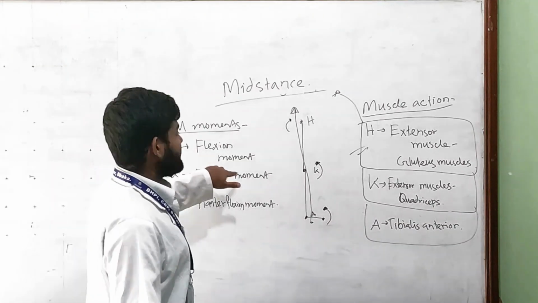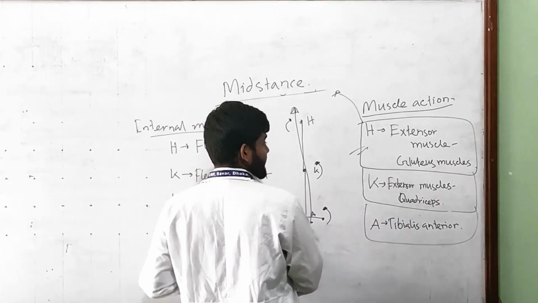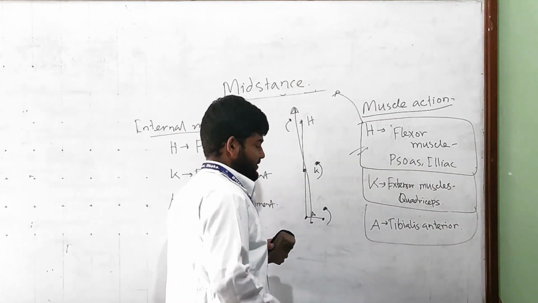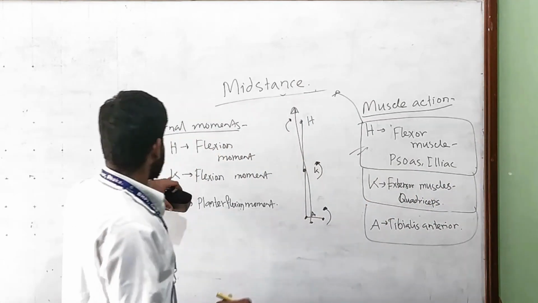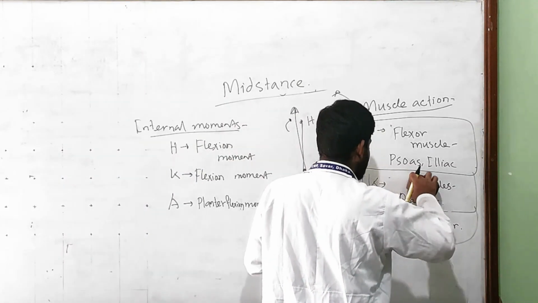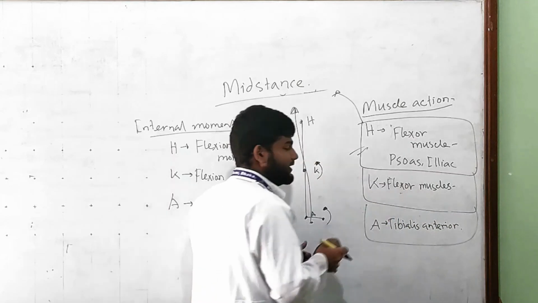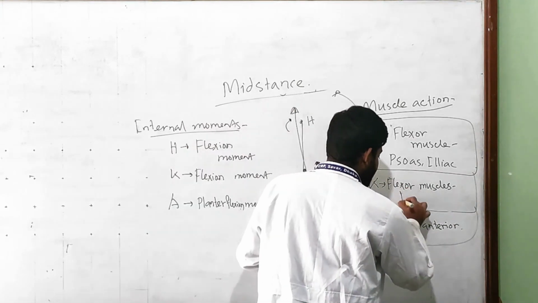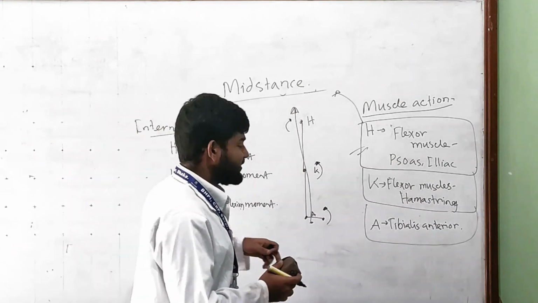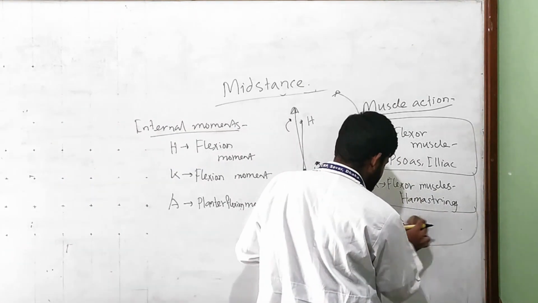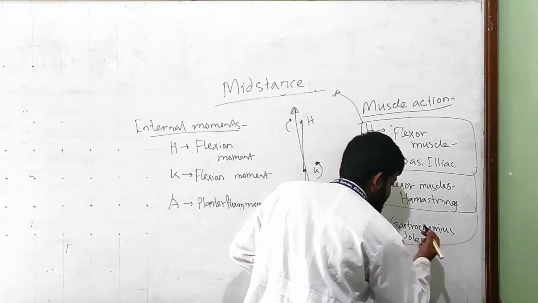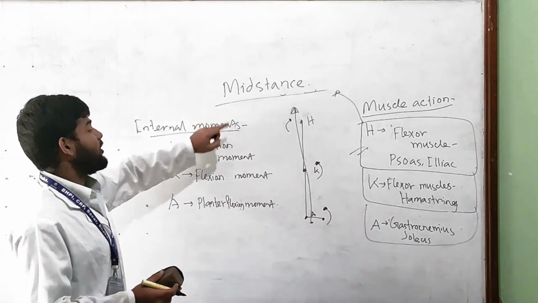So for the hip, we have flexion movement. So the muscle that will be working is the flexor muscle, which is iliacus and psoas muscle. And for the knee there is flexion movement. So the flexor muscles will also work here, and the knee flexor muscles are the hamstring muscles. And for the ankle plantar flexion movement, the plantar flexor muscles are the gastrosoleus muscles. So the gastrocnemius and the soleus muscles will be working in case of mid stance.